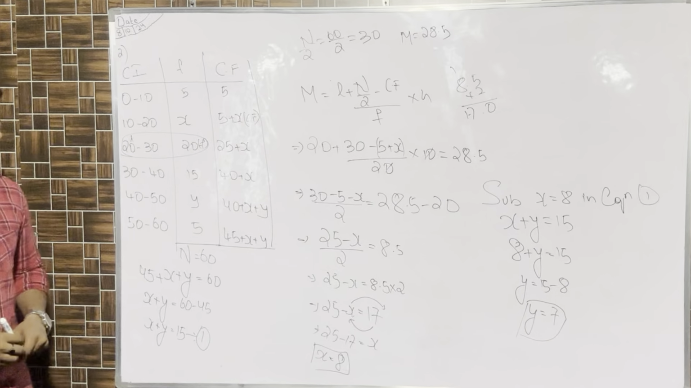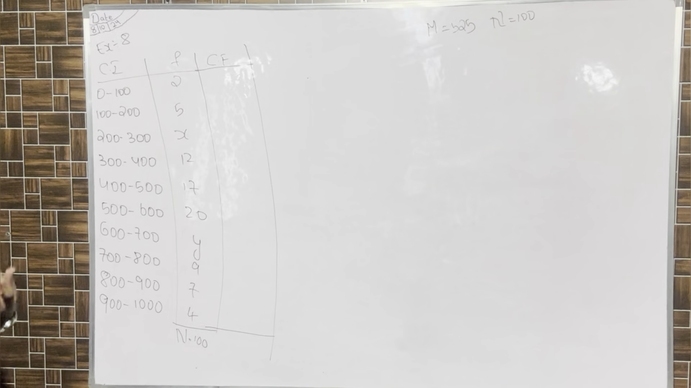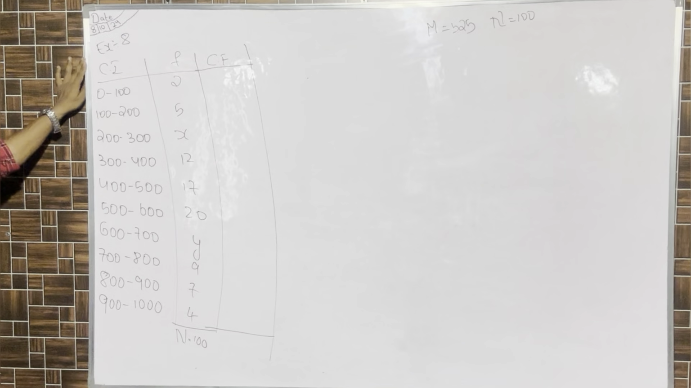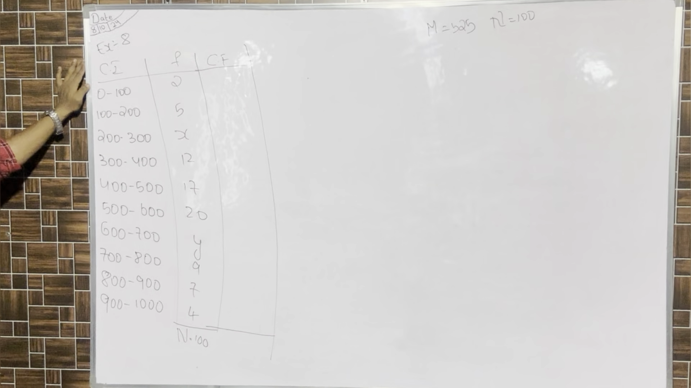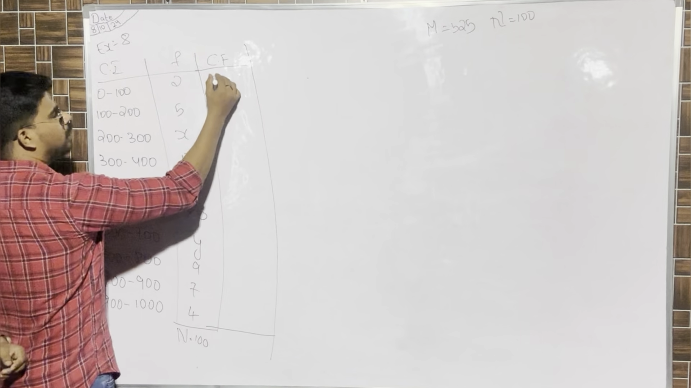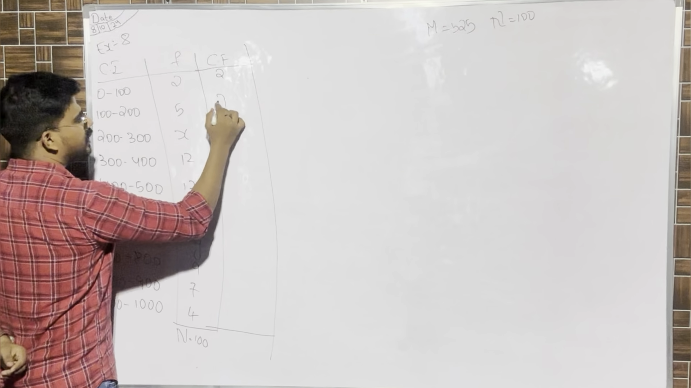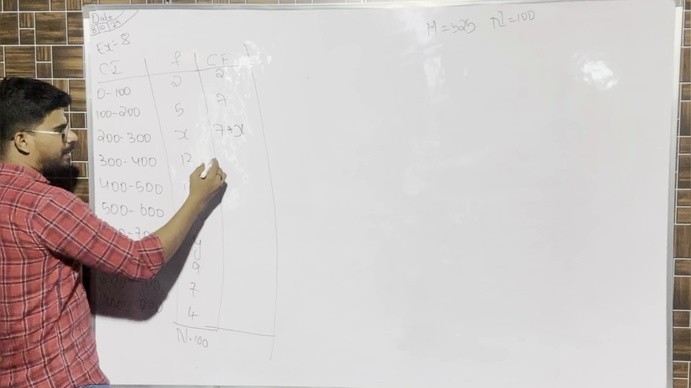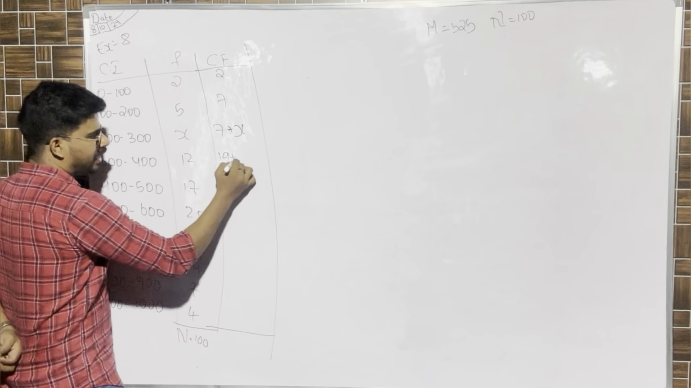One of the important questions. Next question, Example 8. Similar to the previous question, where we have to find the value of X and Y. Class interval is given. Frequency is given. We'll find the cumulative frequency. 2 as it is. 2 plus 5, 7. 7 plus X. 7 plus X plus 12, 19 plus X.